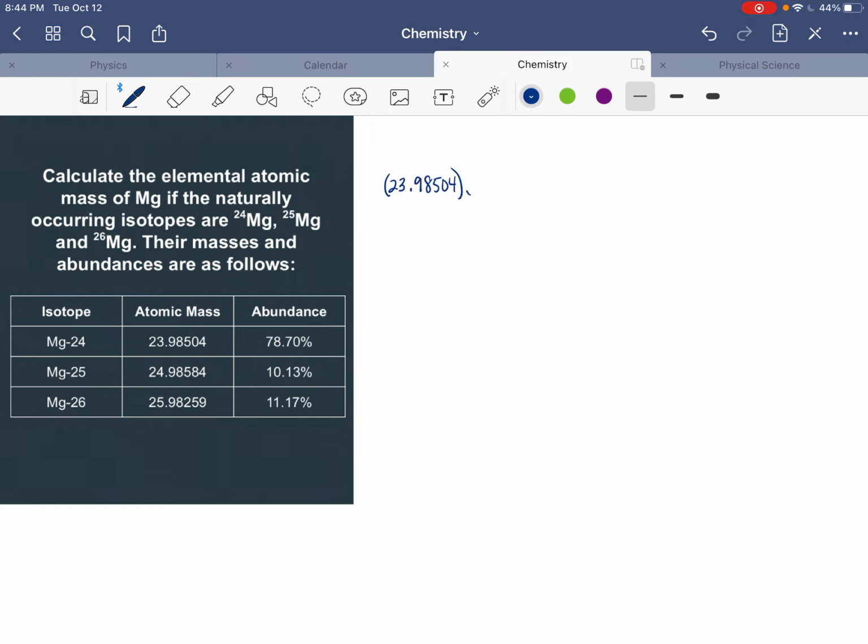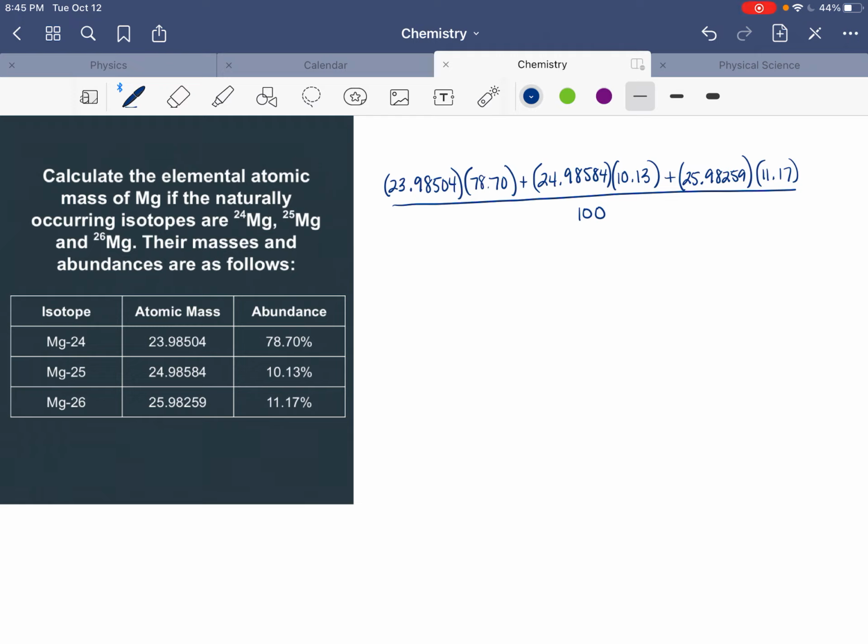Okay, so for setting this up, I'm going to take the mass of Mg24, so 23.98504 times the abundance, so 78.70, plus the mass of Mg25, so 24.98584 times the abundance, so 10.13, plus the mass of Mg26, so 25.98259 times the abundance, 11.17. We're going to divide that by 100, and that'll give us our average atomic mass.